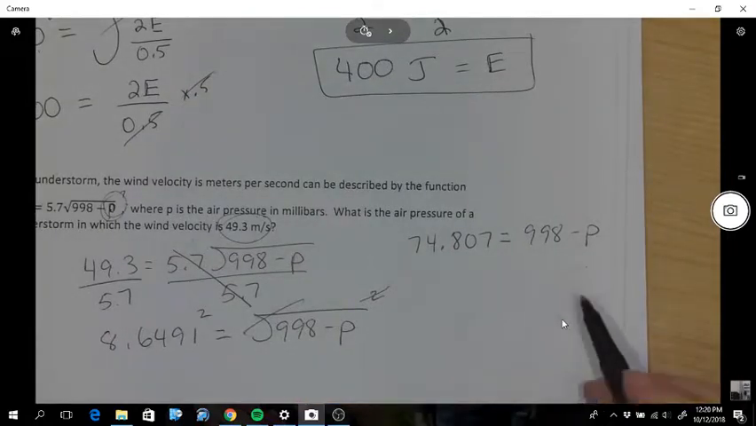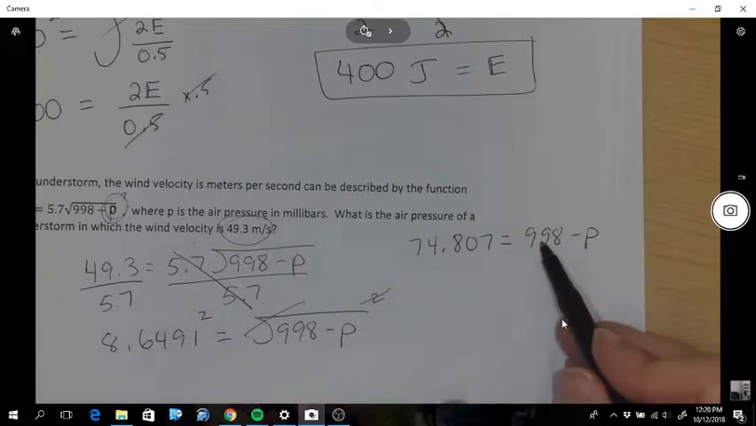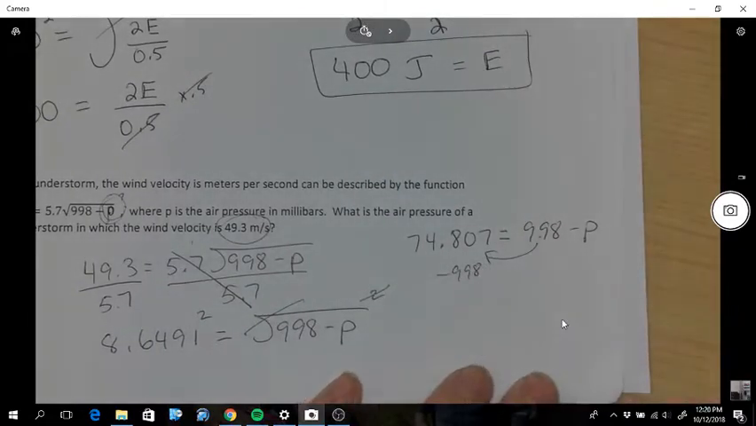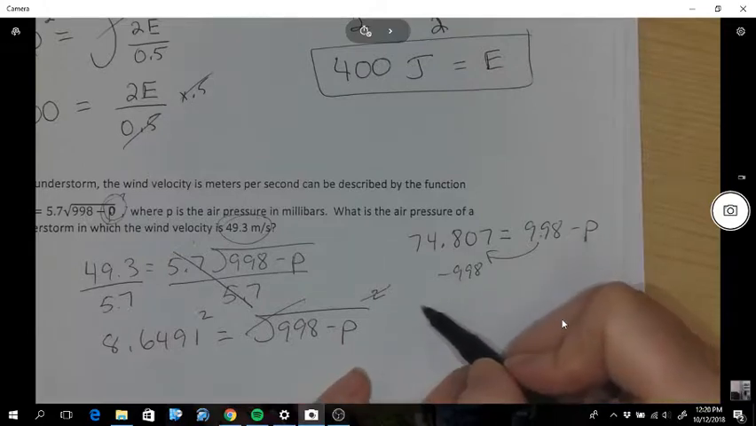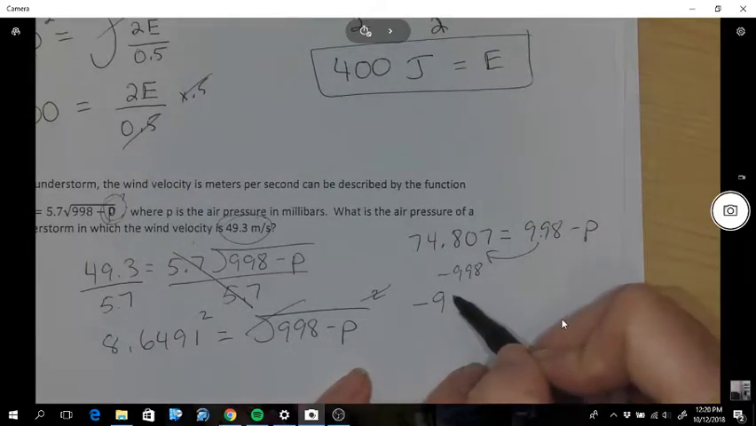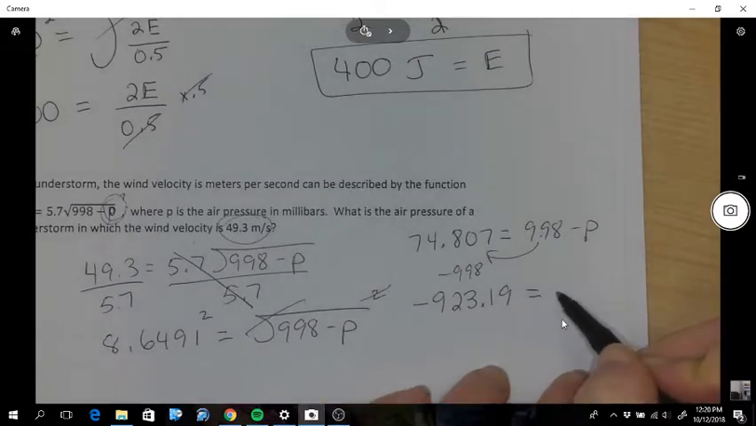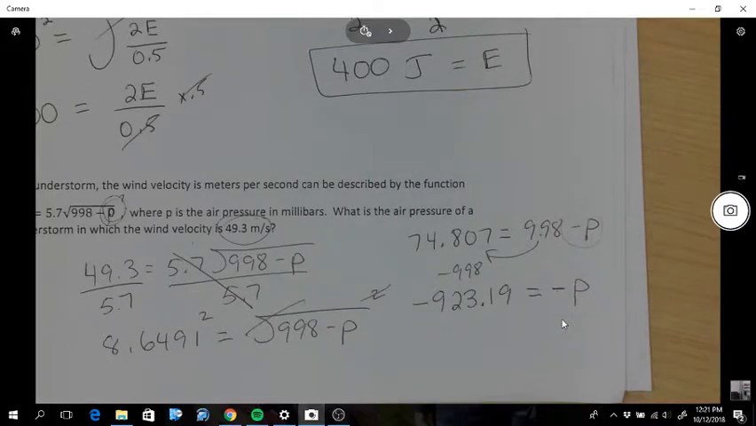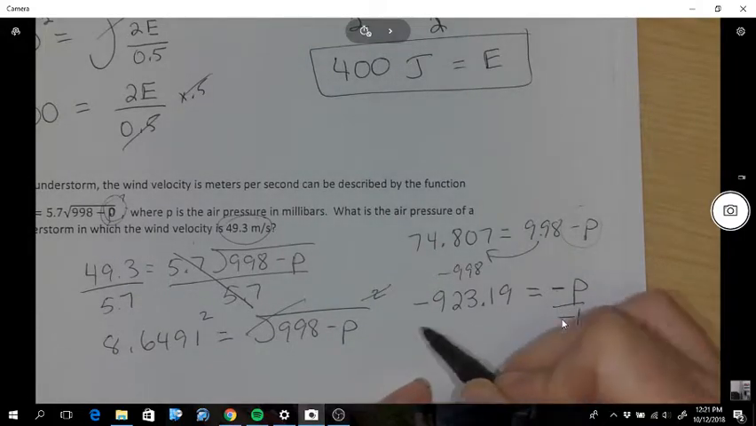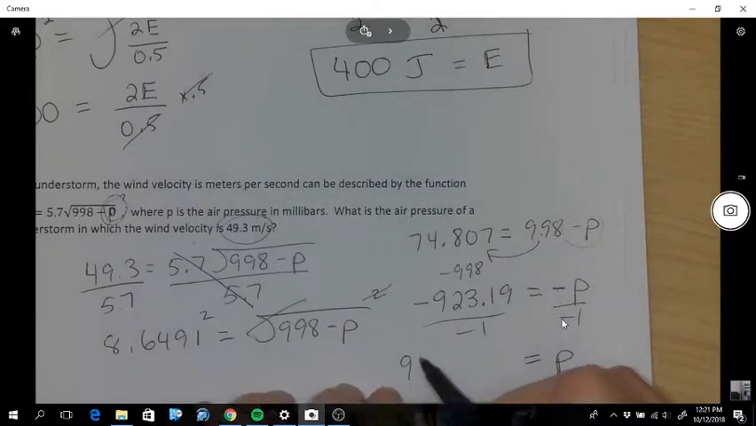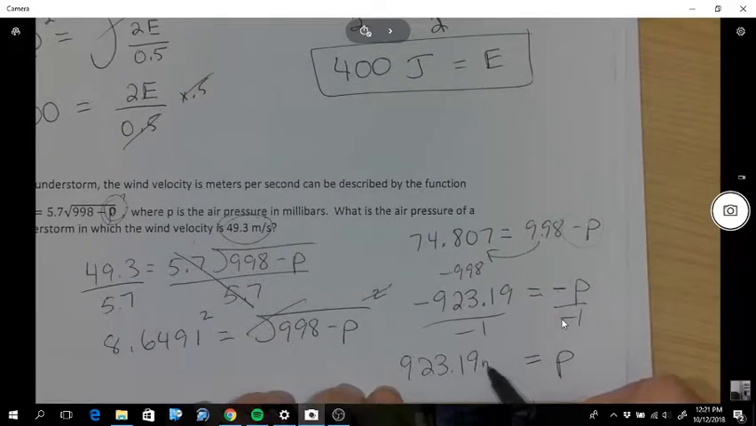Okay, now to get p alone, let's move the 998 over. So subtract it, and you get negative 923.19. We can't forget that we have an actual negative in front of that p. So divide out the negative now. So the pressure is 923.19 millibars.